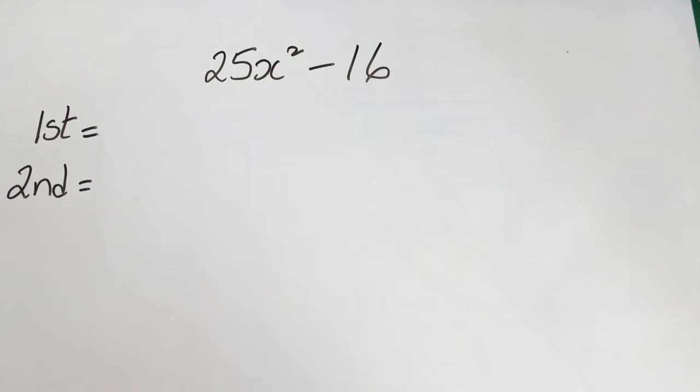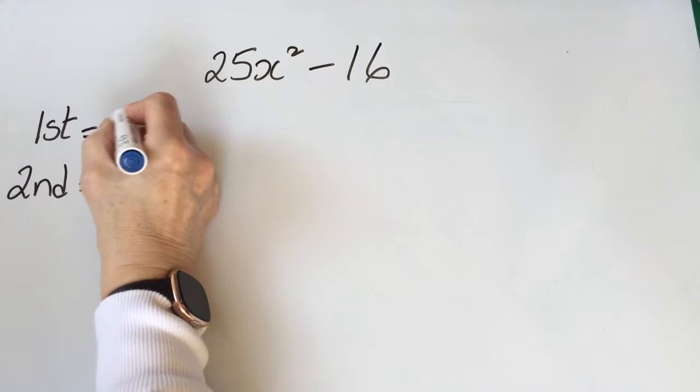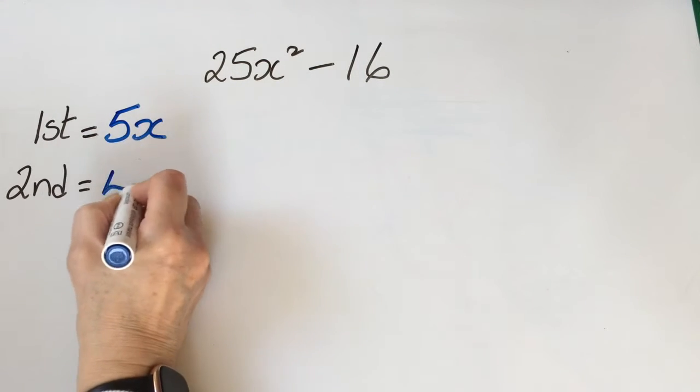This time 5x all squared is 25x squared. And 4 squared is 16.